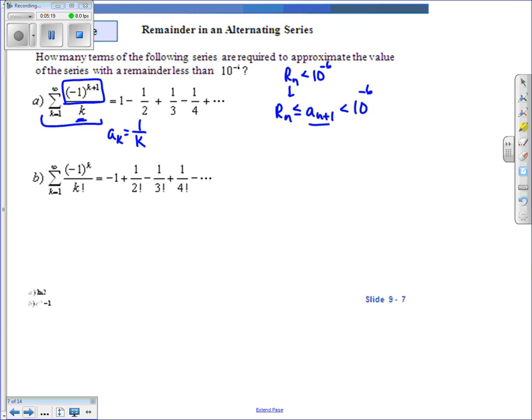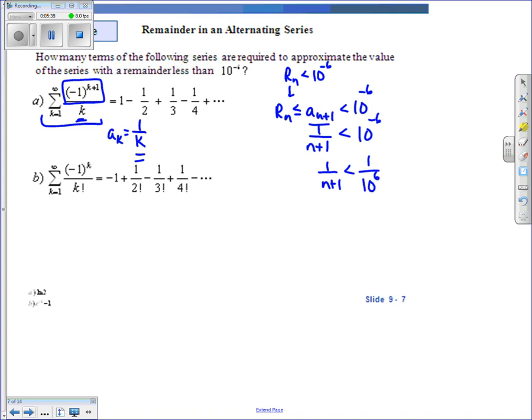And so a sub n plus 1 will be 1 over n plus 1. I'm just replacing the k here with n plus 1. And that's less than 10 to the minus 6. So if I want 1 over n plus 1 to be less than 10 to the minus 6, let me rewrite this. That's 1 over n plus 1 less than 1 over 10 to the 6th.